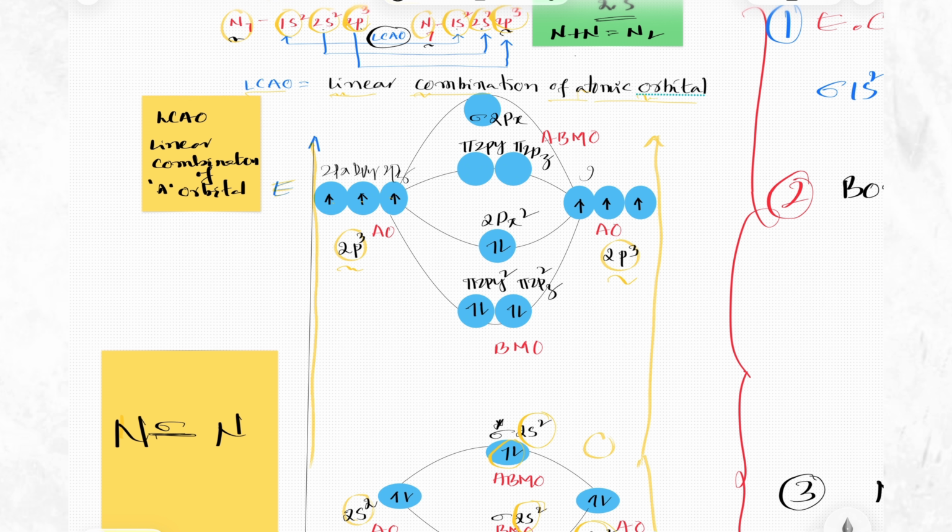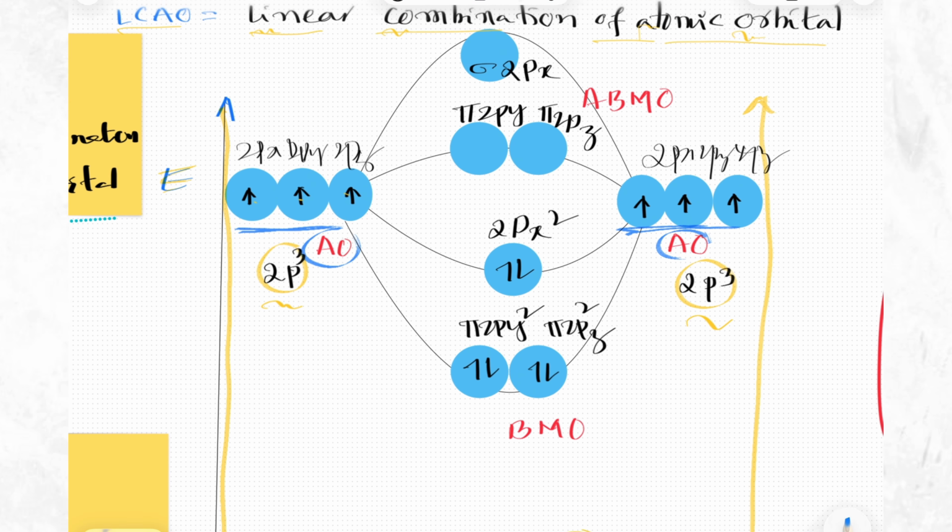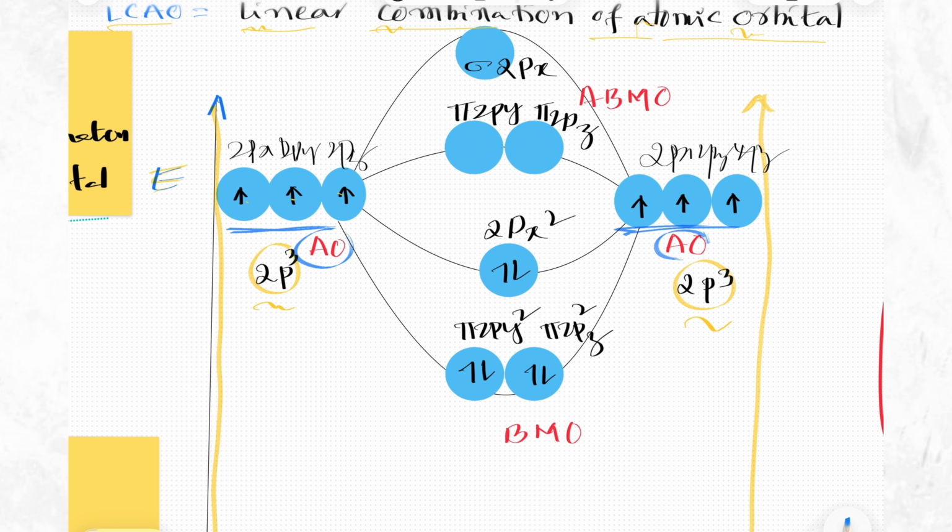Similarly here also 2px, 2py, and 2pz of nitrogen atom. Now these three electrons we can fill one electron each, one electron each, based on which the atomic orbitals are over. Clear? Now we can discuss how these total 6 electrons are filled in the bonding.